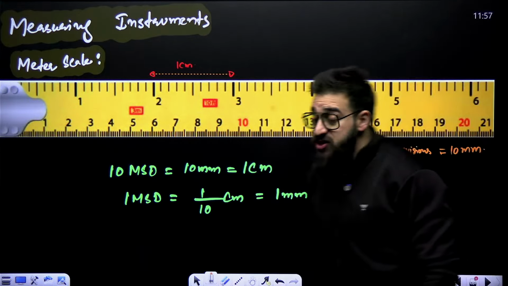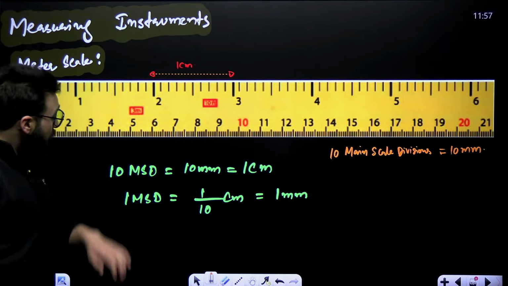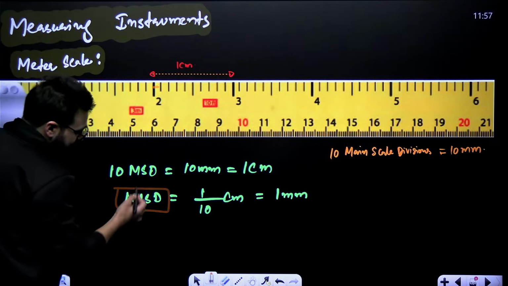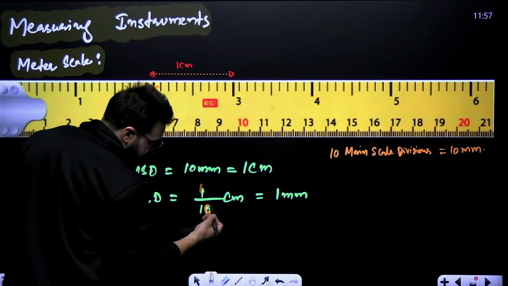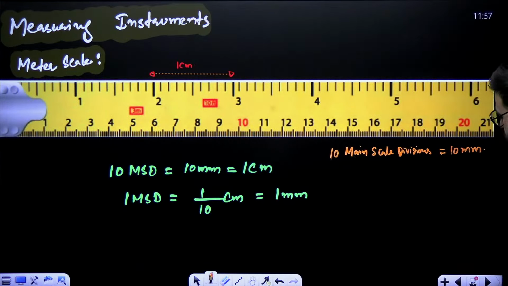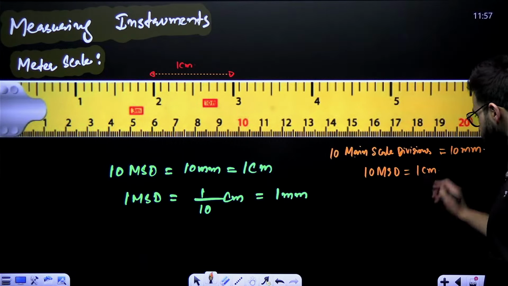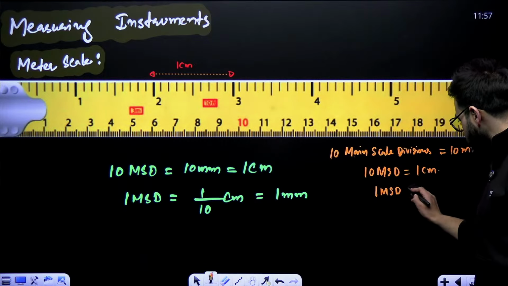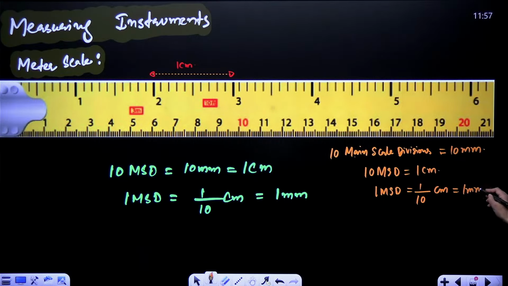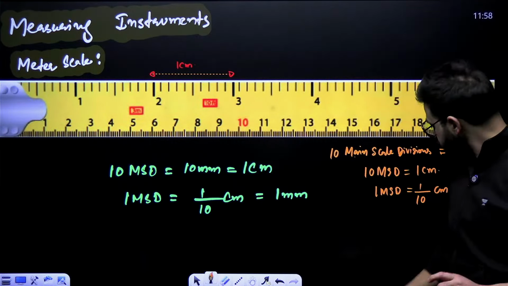So 10 main scale divisions is equal to 10 mm, which is further equal to 1 centimeter. If somebody asks you what is the value of one main scale division, what will you say? Sir, that will be 1 divided by 10 centimeter. If 10 MSD is equal to 1 centimeter, then 1 MSD will be 1 divided by 10 centimeter, and this is equal to 1 mm, because 1 MSD and 1 mm are one and the same thing.